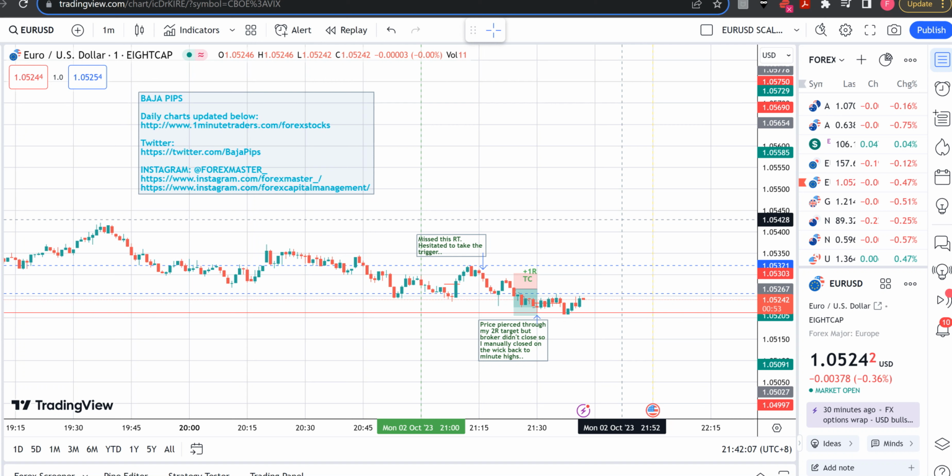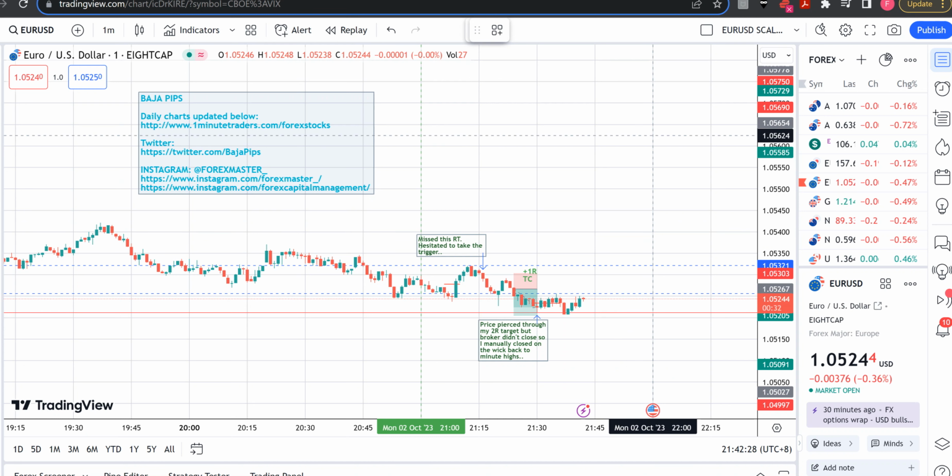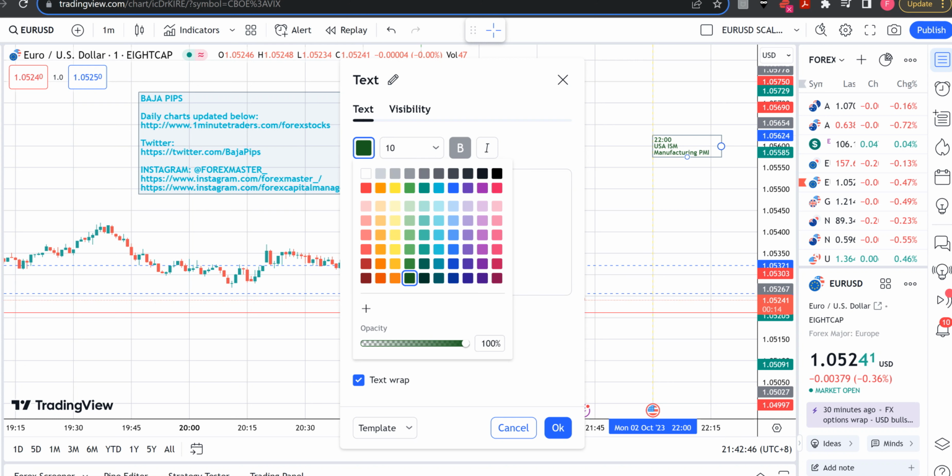Now, if it continues chopping around for the next like 10 minutes, I'm gonna stop because there's some high impact news in about 18 minutes. So the US right here, I'm gonna mark this off as well. ISM manufacturing PMI. It's at 22 o'clock. So I'm gonna mark that off. This is a high impact. So mark that off right there.